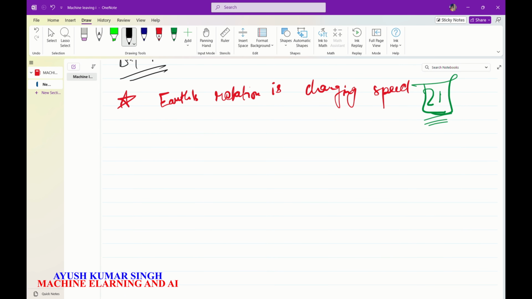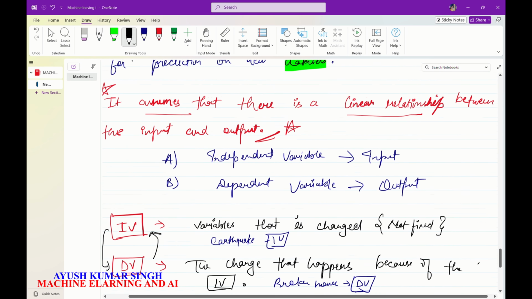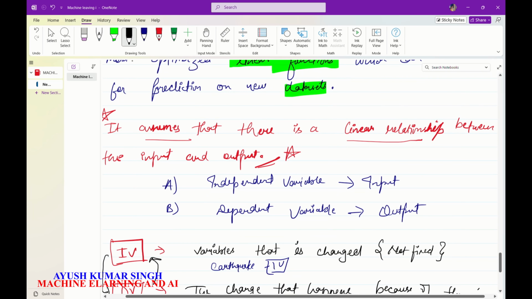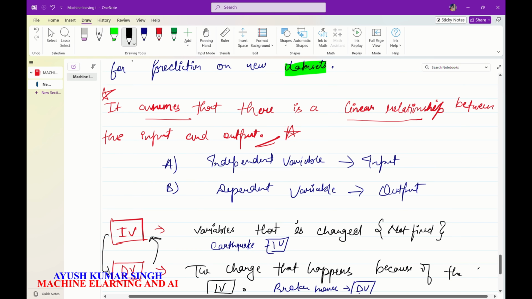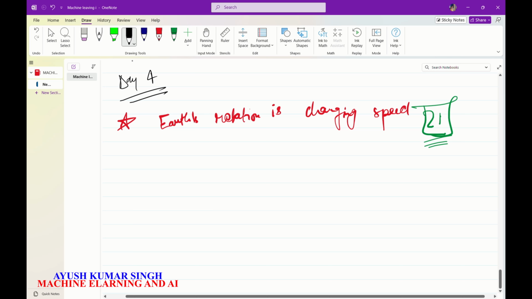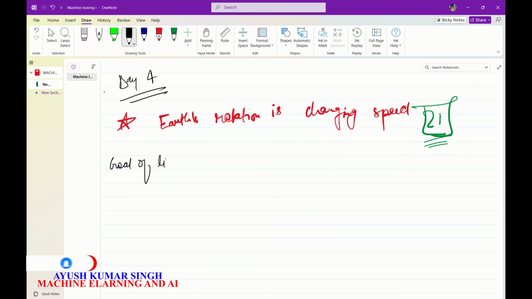Let's move to today's topic. We were doing linear regression, where we saw the definition of it and also the main rule, that it assumes there is a linear relationship. Then we read about what an independent variable is, what a dependent variable is, and we saw an example too. Continuing the same, we'll do the goal of linear regression. So what is the main goal of linear regression?